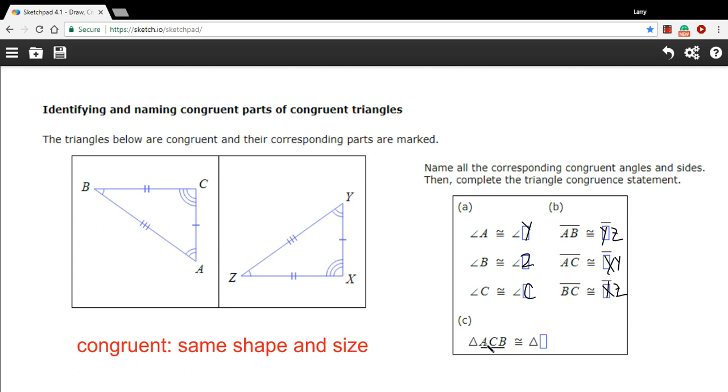So if A appears first here, you want the angle that's congruent to A to appear first. Well, A is the one with two hash marks, so Y would show up. And then let's see, C is the one with three hash marks, so we get X next. And B is congruent to Z, so Z would be next. So triangle ACB is congruent to triangle YXZ. So that is a little bit of work with the congruent parts of congruent triangles.